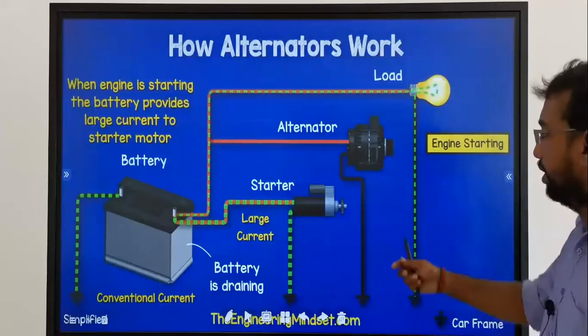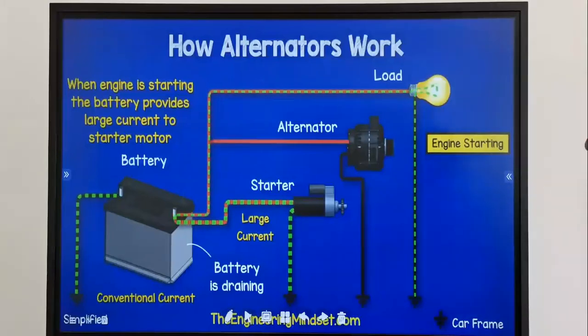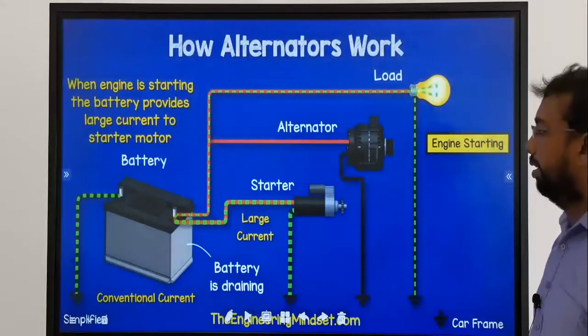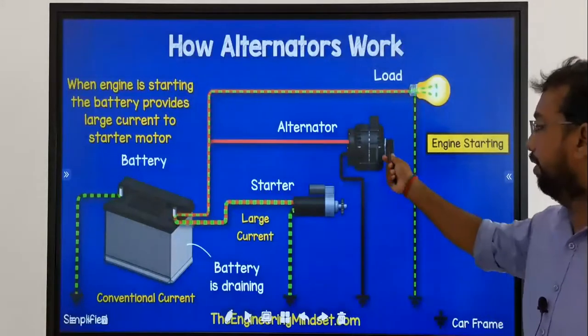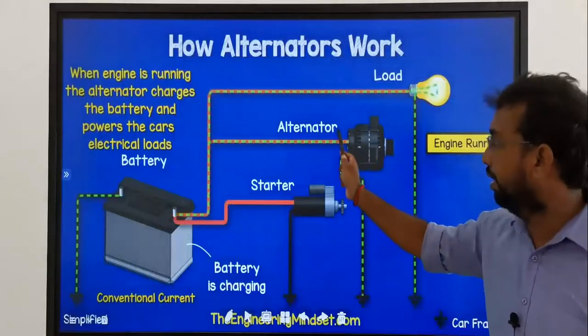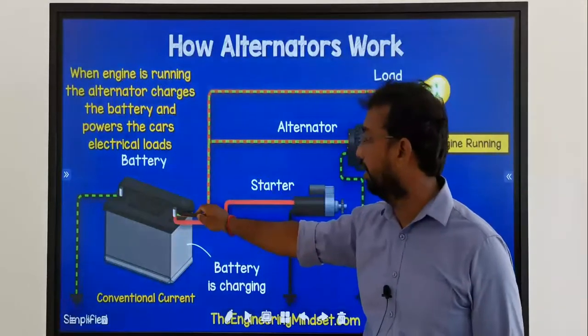Okay, it gives the current to the starter motor. So now the battery is going to discharge. So the alternator needs to give the charging current. So now the alternator gives the current in the opposite direction.